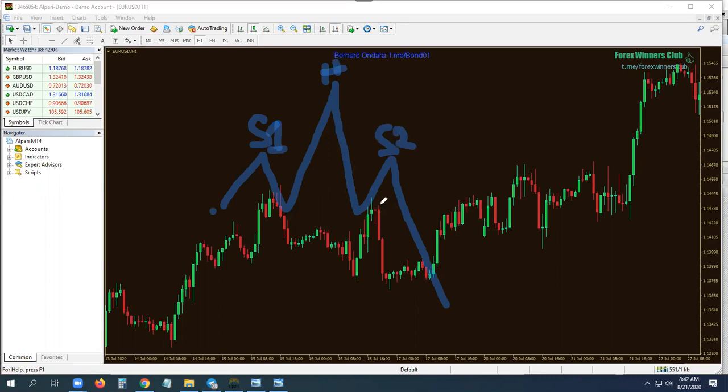Neck. That's your neck. The shoulder is always below the head. The shoulder is always below the head, shorter than the head. So this is your head. The first shoulder, the second shoulder. Now, a number of times this chart pattern would form, especially in an uptrend.